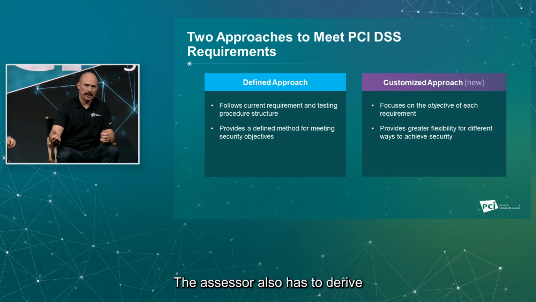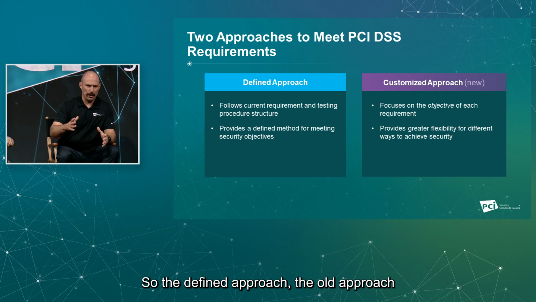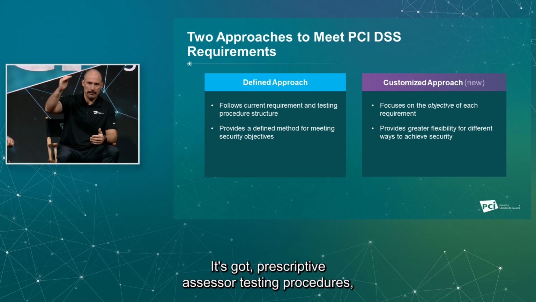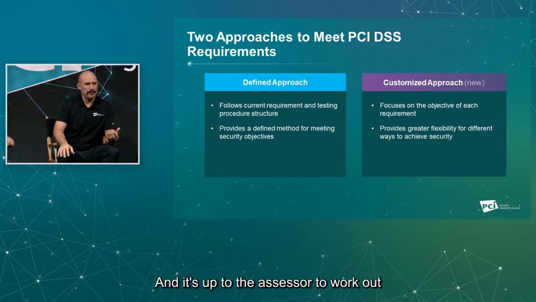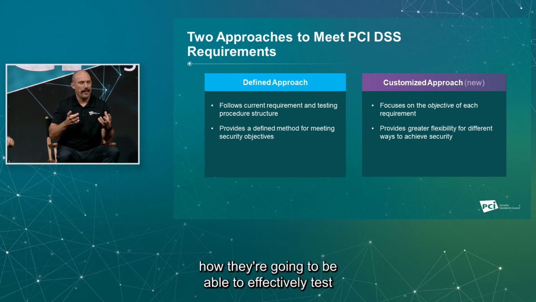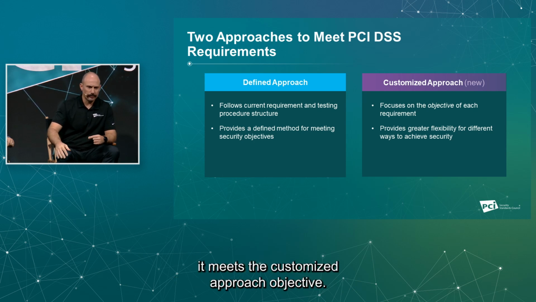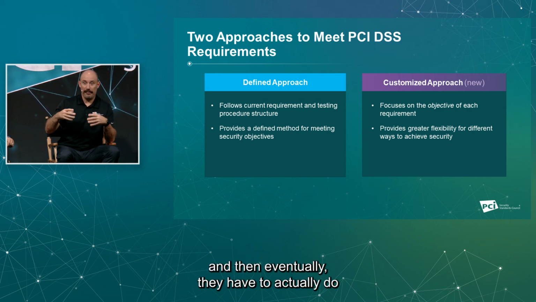The assessor also has to derive their own testing procedures. The defined approach, the old approach that is still current for PCI DSS, has prescriptive assessor testing procedures, but the customized approach doesn't have any of those, and it's up to the assessor to work out how they're going to effectively test the customized control to ensure it meets the customized approach objective.